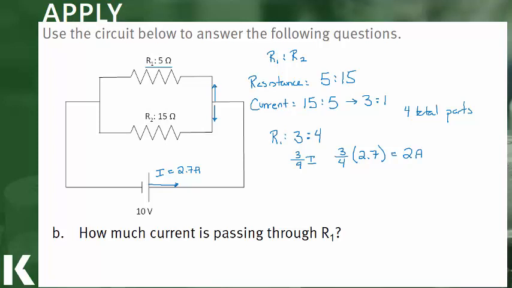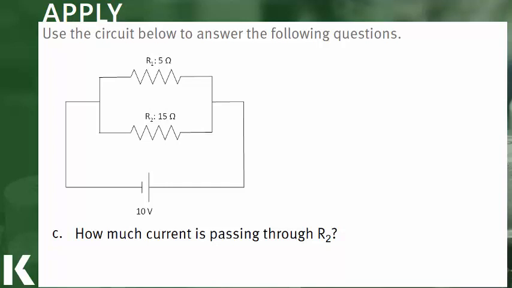Now, part C asks us how much current is passing through R2. Well, if we know that there are 2 amps passing into R1 and coming into the node, there are 2.7 amps, the current going through R2 would be equal to the total current minus those 2 amps going through R1, which would be equal to just 0.7 amps.